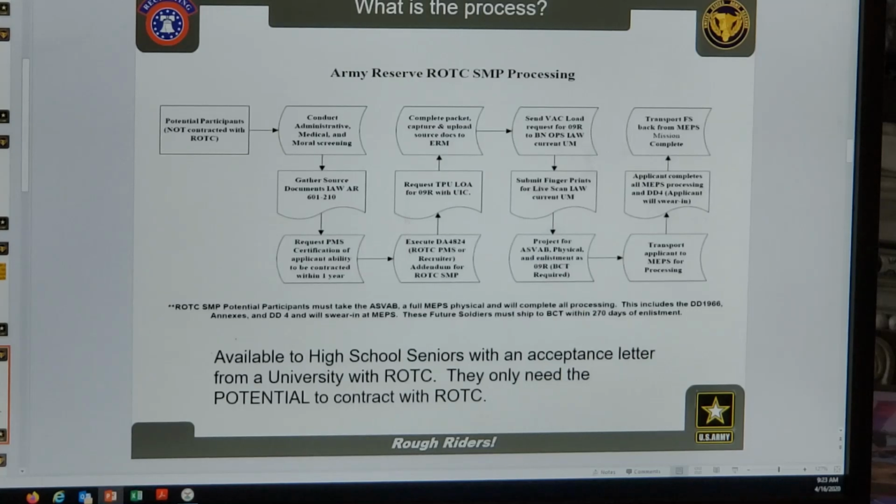All right. So this is available to high school seniors with an acceptance letter from a university with an ROTC. They only need the potential to contract with ROTC. Okay, that's it. Potential. Soft language here. You can write a high school senior as an 09 Romeo. Okay?